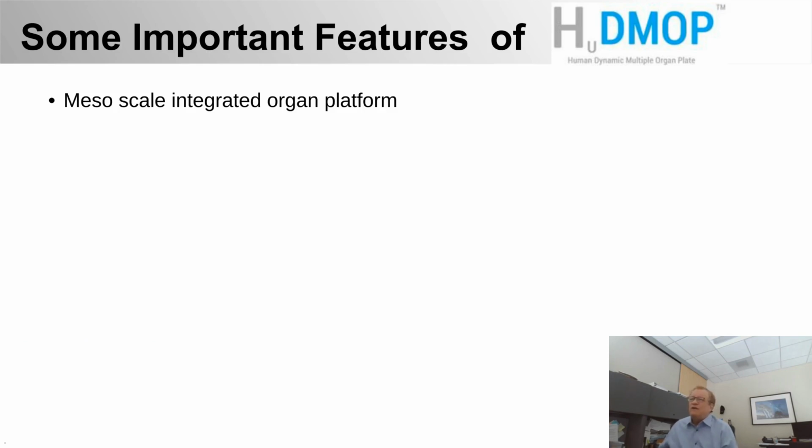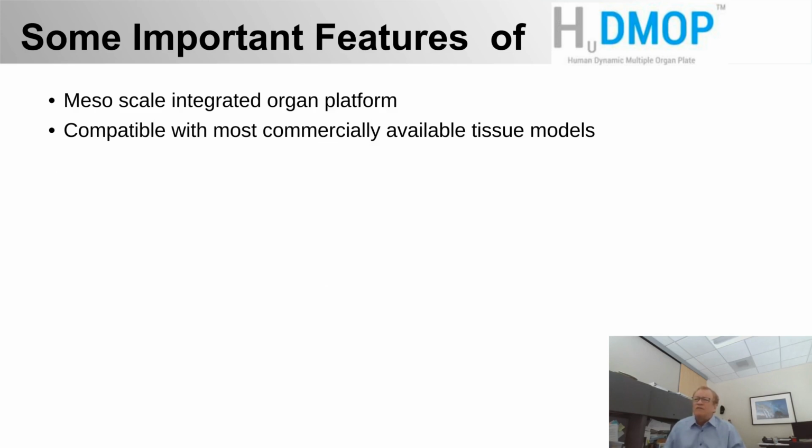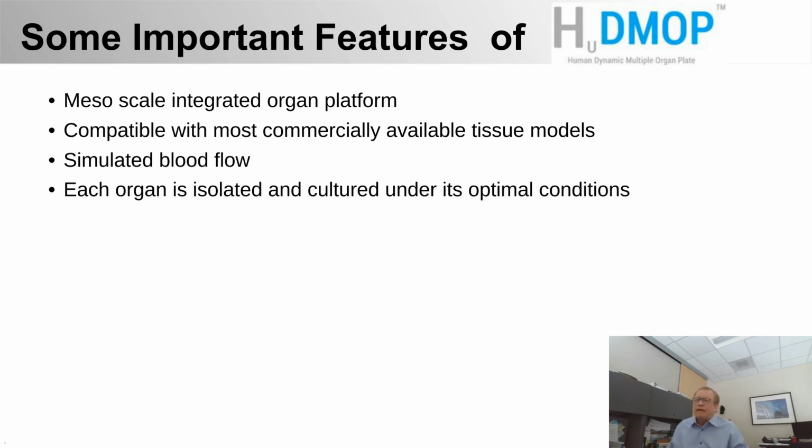So some of the important features then of this new design plate platform are that we're dealing with a larger scale. It's an integrated organ platform on a scale that allows us to use larger volumes and larger amounts of tissue. It's compatible with most commercially available tissue models, which I'll show you in just a moment. The simulated blood flow is unique. It's the only way the organ chambers communicate with one another, and that's again through a semi-permeable membrane that's only inside each organ chamber. And inside that simulated blood flow system, we have basically a saline solution with human serum albumin. And of course, that can be adjusted to any components that you would want to use.